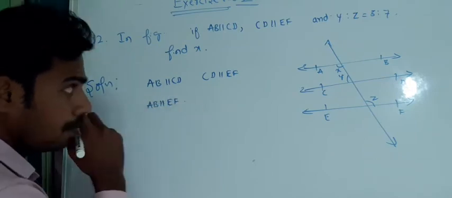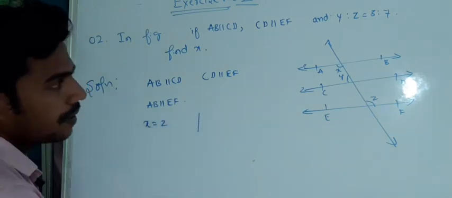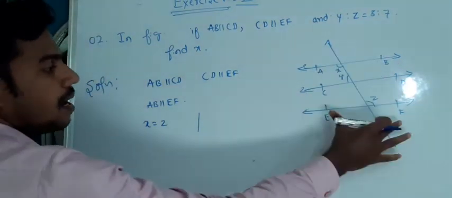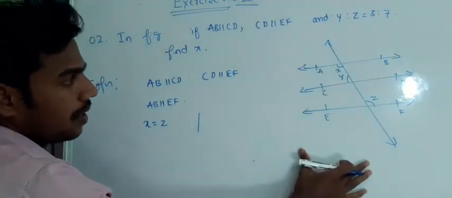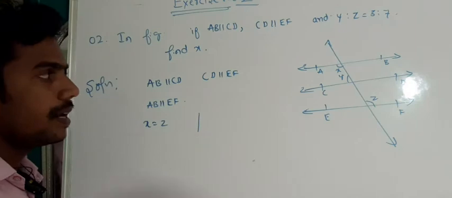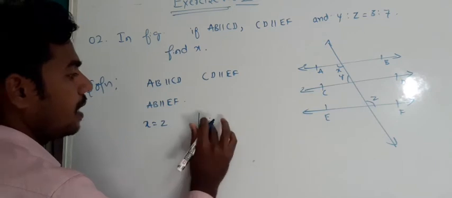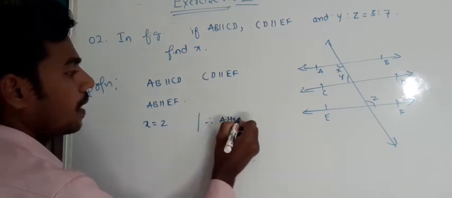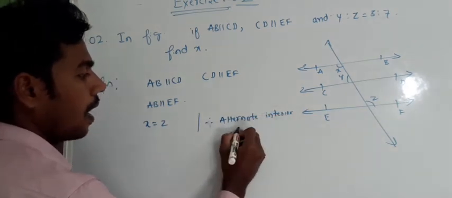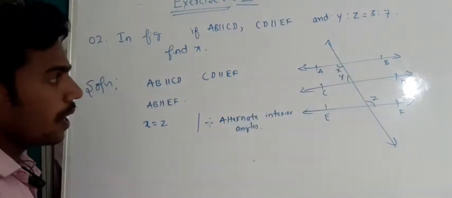Yes. Now, what can I write? x is equal to z. Why? Because x and z are alternate interior angles, and AB is parallel to EF. If the two lines are parallel, then how will the alternate interior angles be? They will be equal. That only I have written. Alternate interior angles. Now, after that, x plus y is equal to 180.